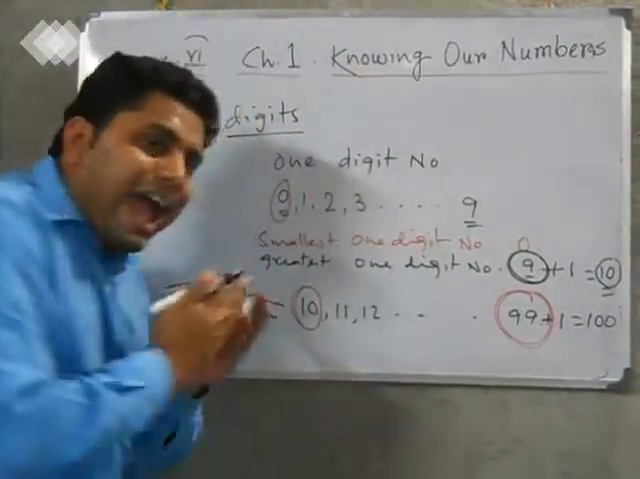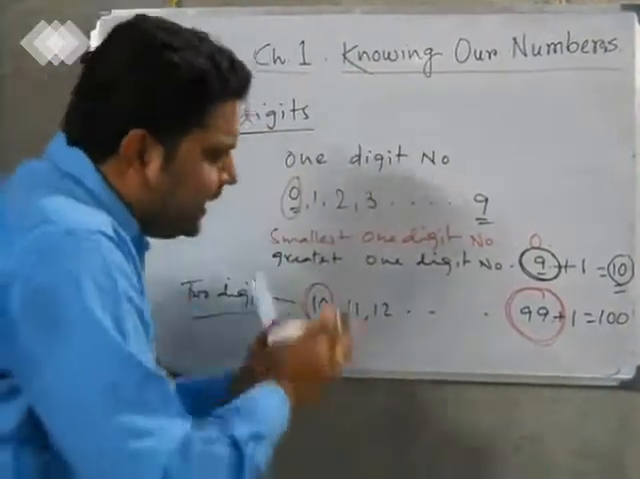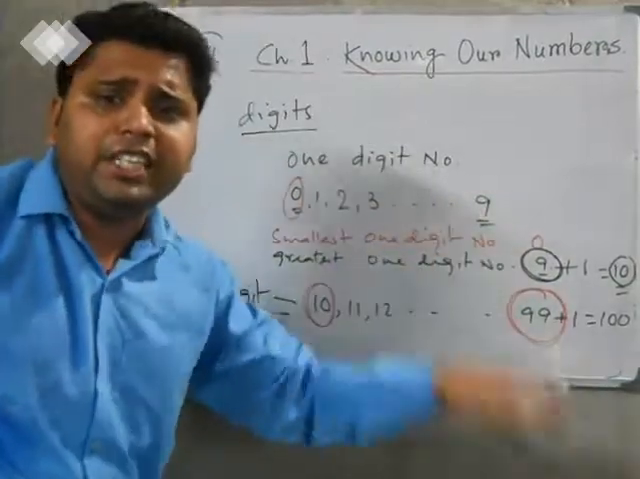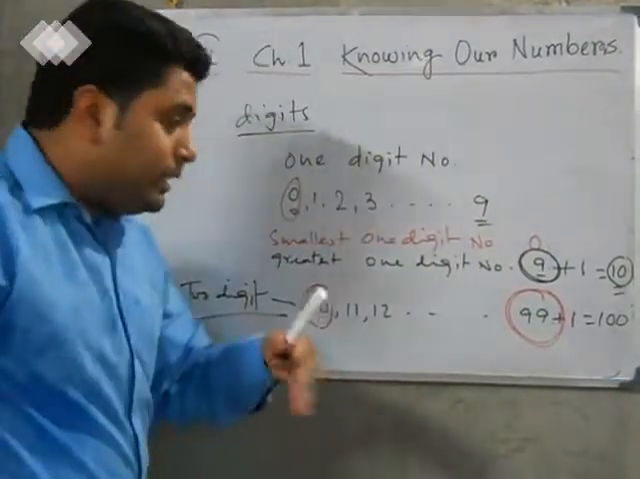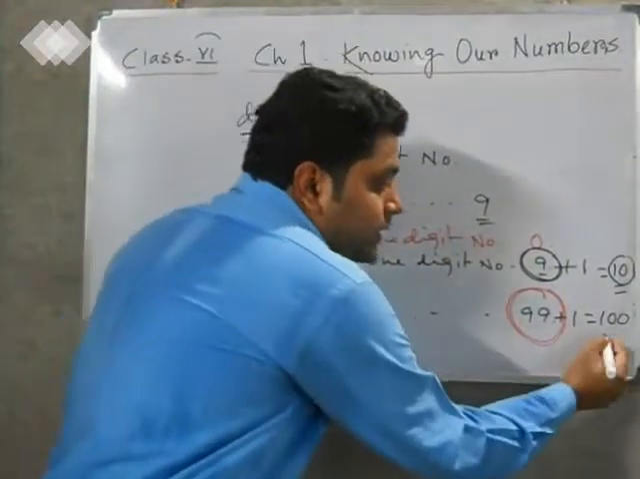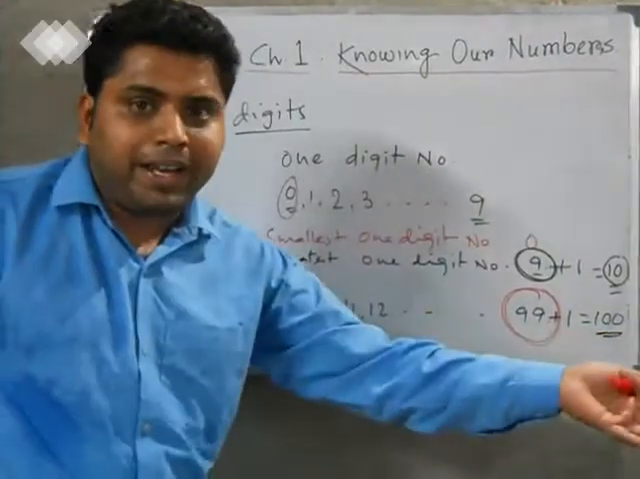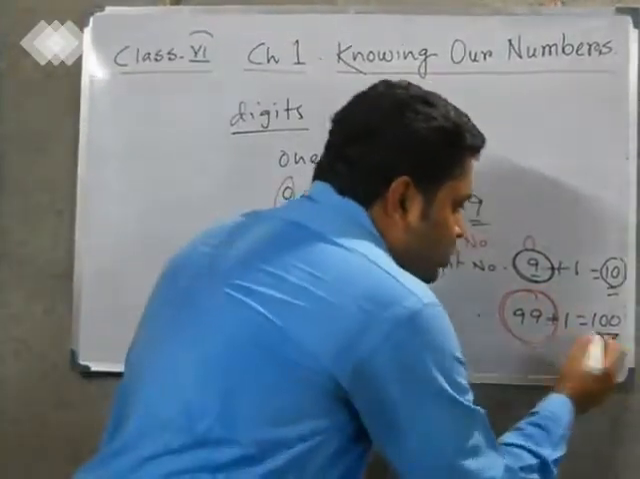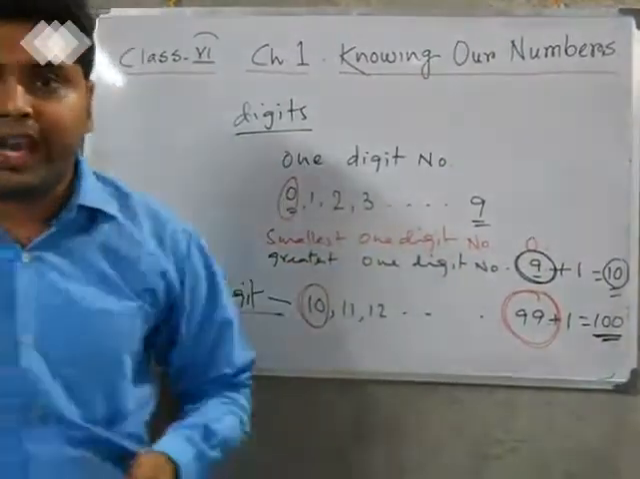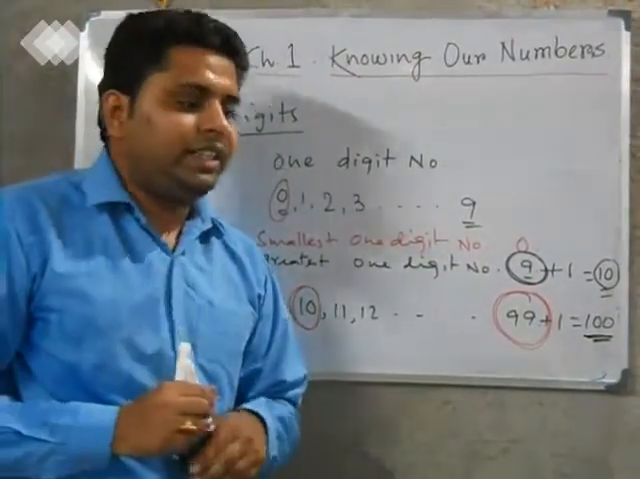If you add 1 with the greatest 2-digit number or the greatest 3-digit number, then the next will come the smallest number with one more digit. Okay, nothing more today.